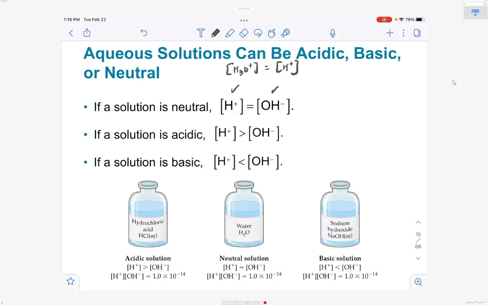Note that the proton and hydronium ion can be used interchangeably to represent the hydrated proton. So we can replace the hydronium ion with proton. So it's written as proton here.